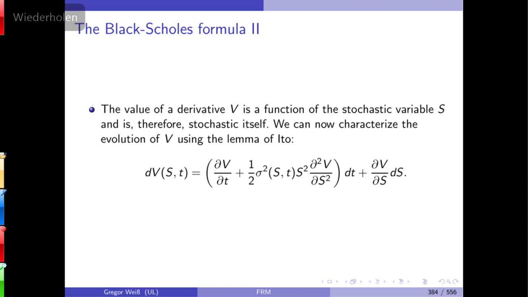Now, the value of the derivative, V, is again a diffusion process. And this here comes from Itô's lemma. We know the drift and we know the diffusion of the stochastic process for the derivative price. And we need to calculate the partial derivatives of the option price. We don't know that yet, but it'll turn up later.